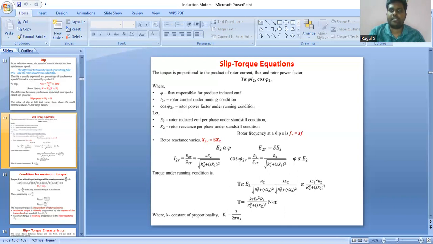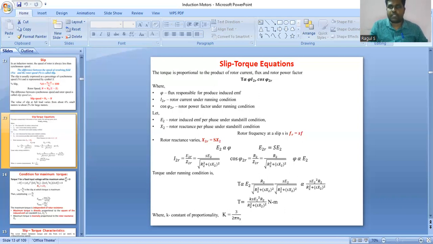C2B is an unstable region. D2A is a normal operating region. These are the three separate regions available in the slip-torque characteristics. In the stable region, the slip value is very minimum.